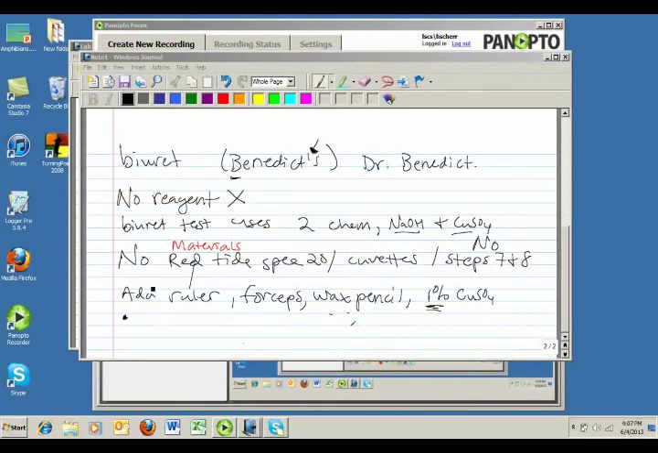In the materials section, again like in Lab 1, we're not going to use the red tide spec 20. We don't need cuvettes because they go along with the spec 20. And therefore, in the methods, we don't need steps 7 and 8. Those are about red tide spec 20 stuff.